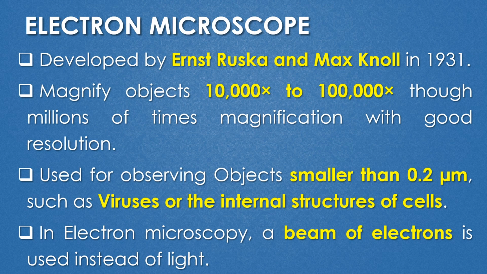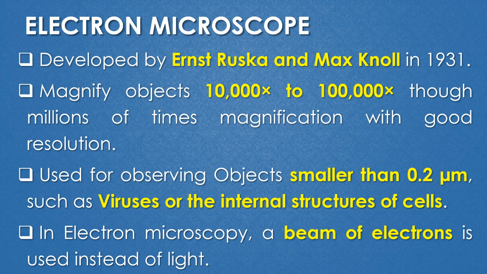First, the electron microscope. The electron microscope was first developed by the scientists Ernst Ruska and Max Knoll in the year 1931, and it magnifies objects from 10,000 times to 1 lakh times, even millions of times magnification, with good resolution. The electron microscope is used for observing objects smaller than 0.2 micrometer, such as viruses or the internal structure of cells.